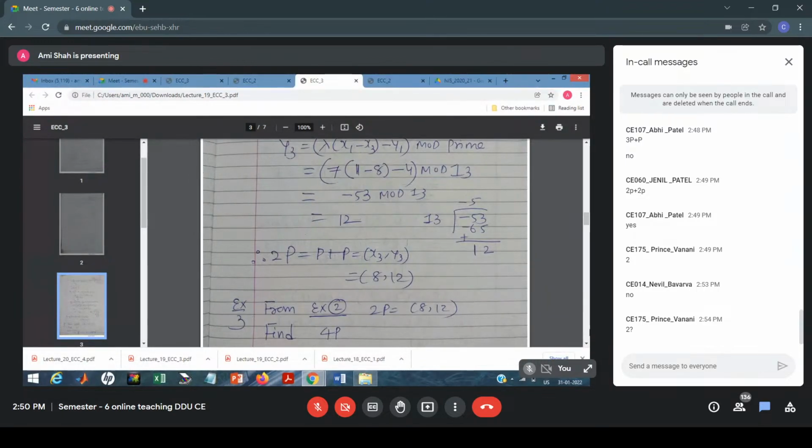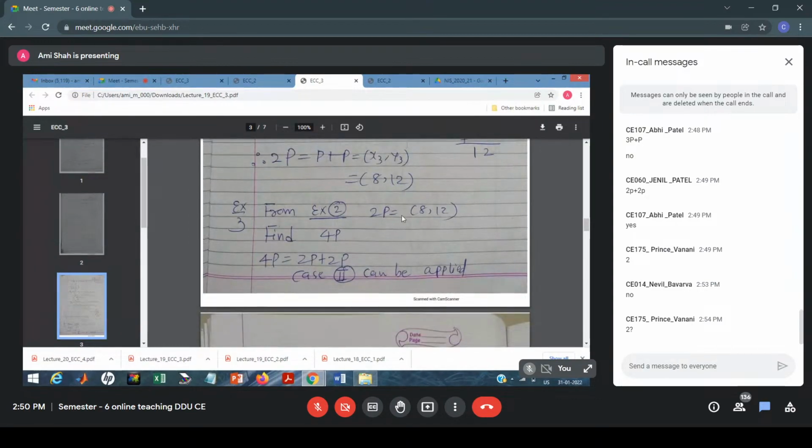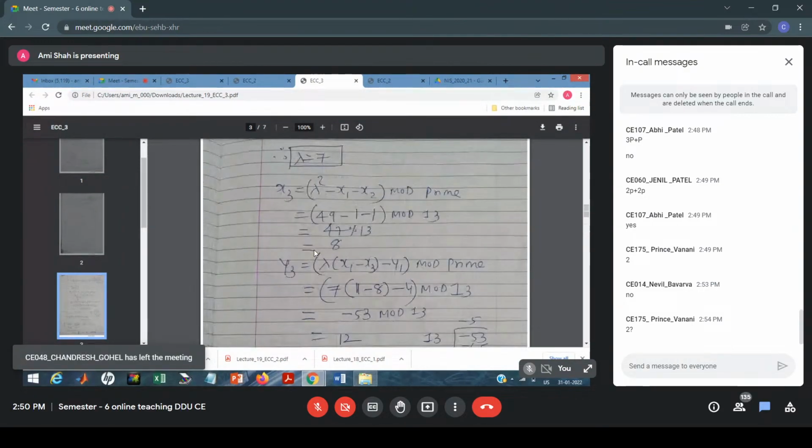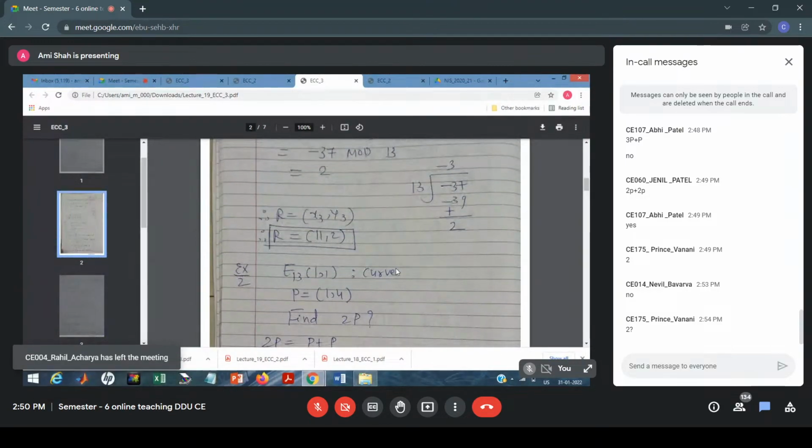Okay, so listen everyone. Here I have calculated 2P, that is (8,12). Right now the question is like this, 2P is (8,12). From this example you are getting it. Now the question is find 4P. So if this type of question is asked directly, that is, this type of curve and the point are given to you, now my question is find 4P.